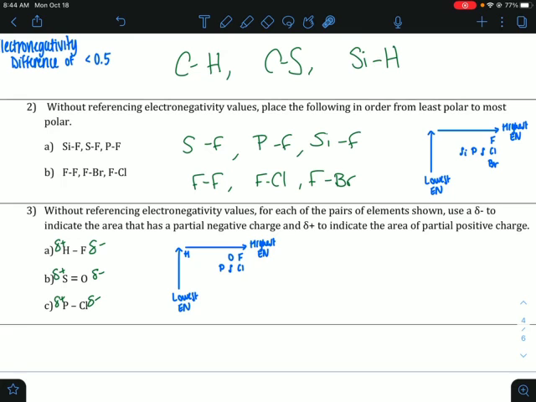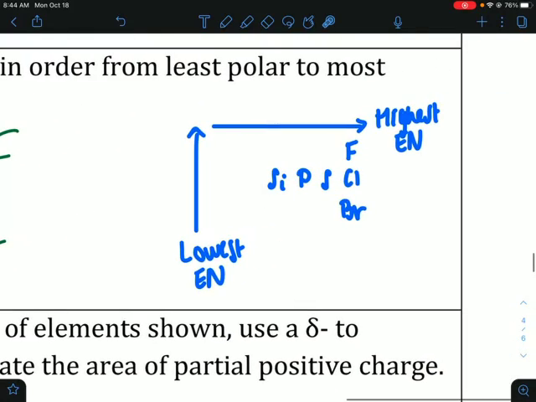With number 2 here, without referencing electronegativity values, place the following in order from least polar to most polar. So what we have to do here is think about electronegativity, but we aren't given those values. So we have to use the general trends that we'd find on the periodic table. Again, lowest electronegativity being here, highest being here.